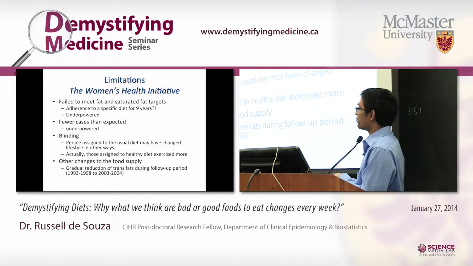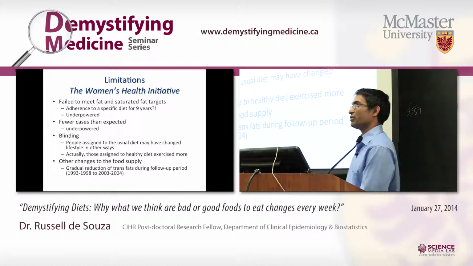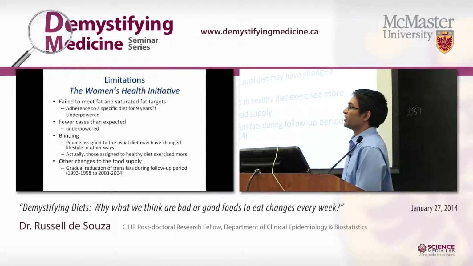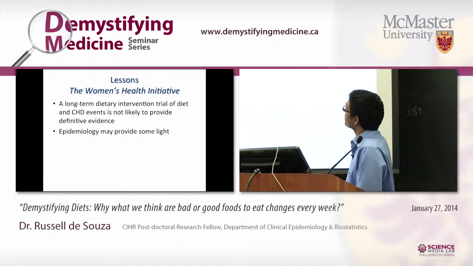And then furthermore, other changes to the food supply were occurring in parallel during this time. And the chief one was a reduction in the amount of trans fats in the food supply. So we're looking at the period of 1993 to 2004, over which time the food supply in the US was gradually dwindling in terms of the amount of trans fats.